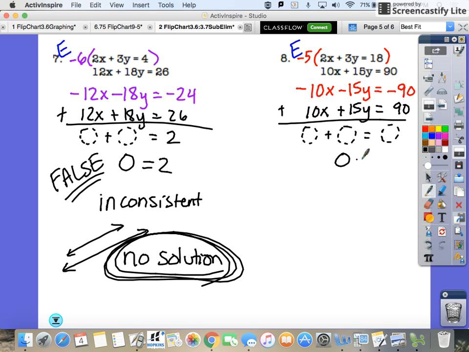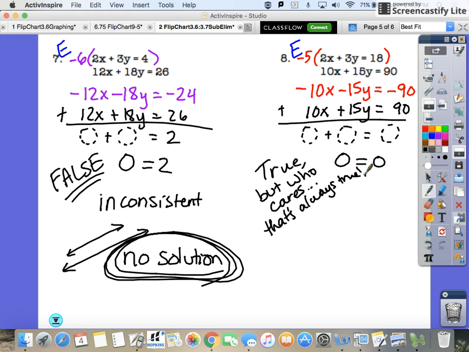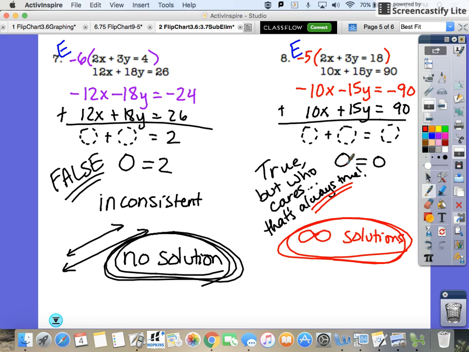So really what we have is 0 equals 0. True, but who cares? That's always true. So if you see something that is always true, like 0 is always equal to 0, that's when we have infinite solutions. If you come out with something like 4 equals 4, or 10 equals 10, or 1,000 equals 1,000, great, but that's always true. So there's an infinite number of solutions.